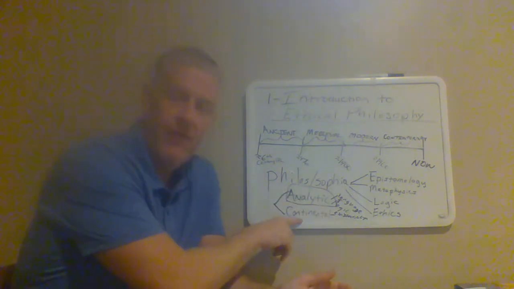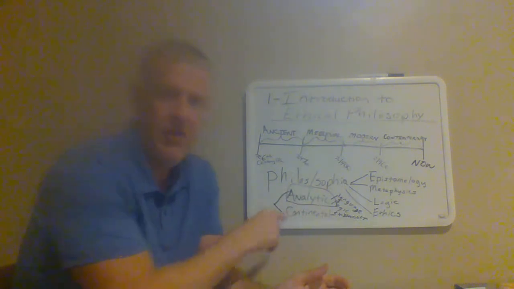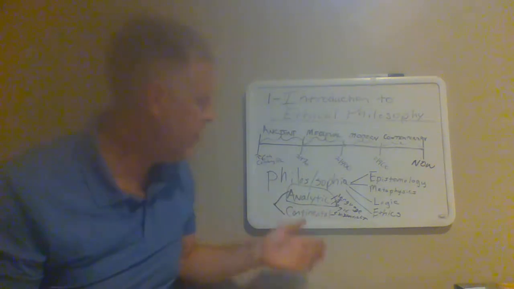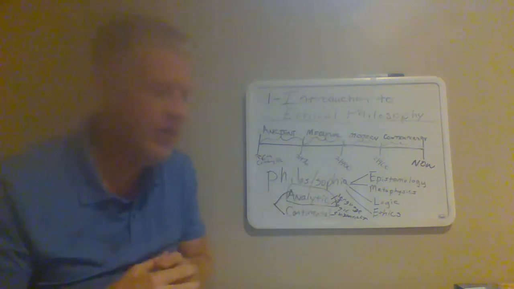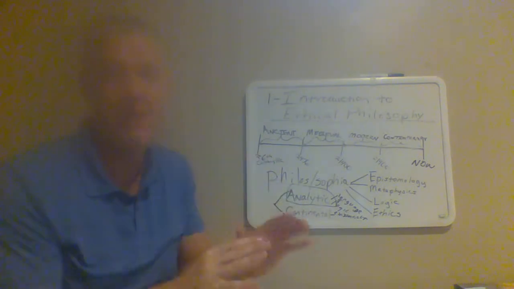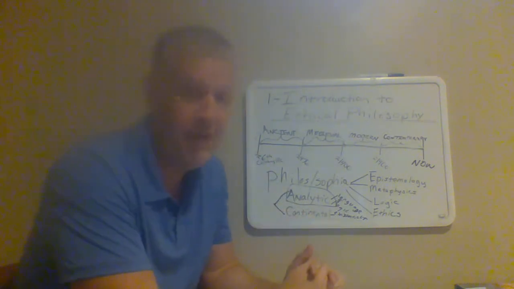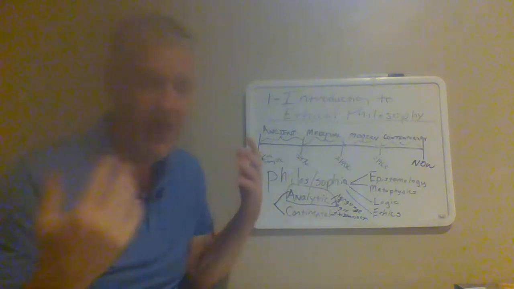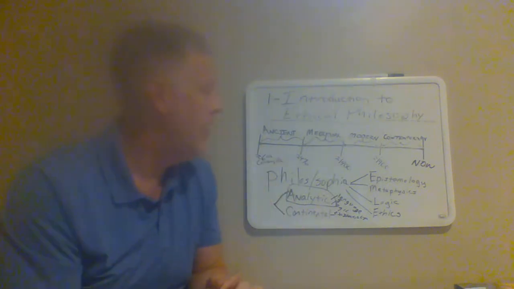I read philosophers of the continental ilk that are very clear in their writing, much more clear than some of the analytic writers. So I've never been a fan of this divide, but it is definitely there, and it definitely affects philosophy as an academic discipline to this day. And so that really stands out about the contemporary era.